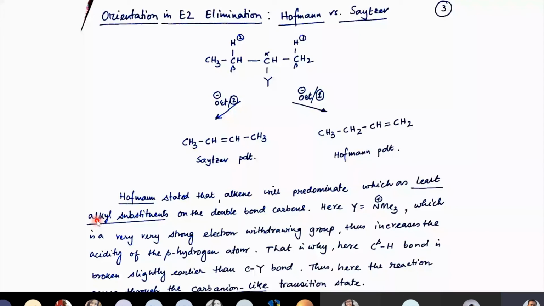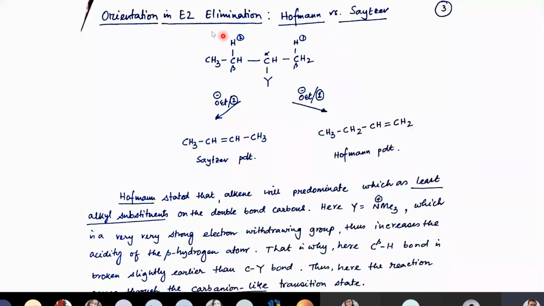It is also mentioned here. Here Y is NMe3 plus, which is a very strong electron withdrawing group, thus increasing the acidity of the beta hydrogen atom. That is why here the C-beta hydrogen bond is broken slightly earlier than the C-Y bond. So here the reaction passes through a carbanion-like transition state. Okay. So I'll explain this again if some of you could not follow.